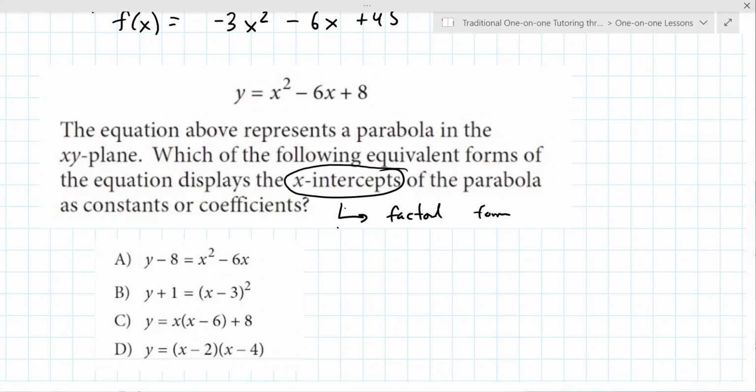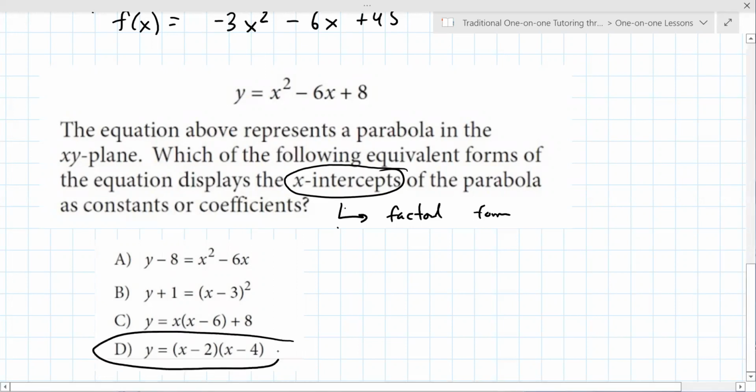Letter D. Yeah, that's the only one. So factored form is really useful for finding the x-intercepts. Okay. All right, now we'll look at this next problem together. We'll just talk about it.